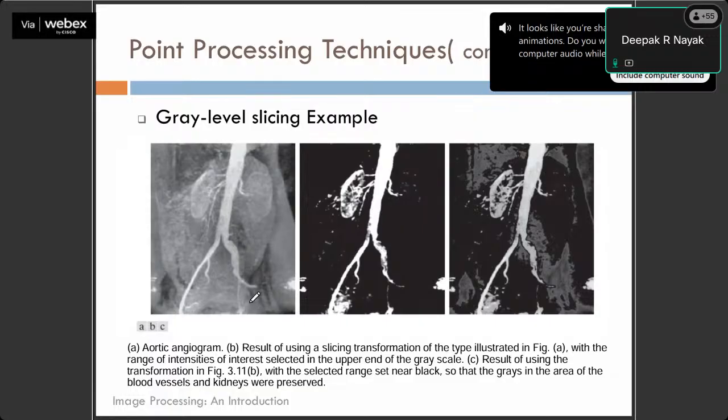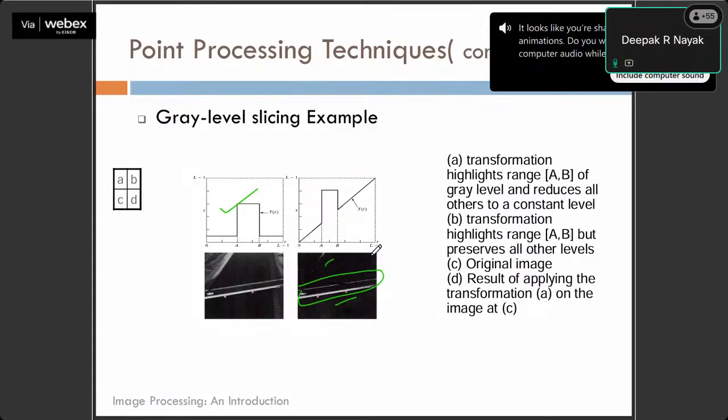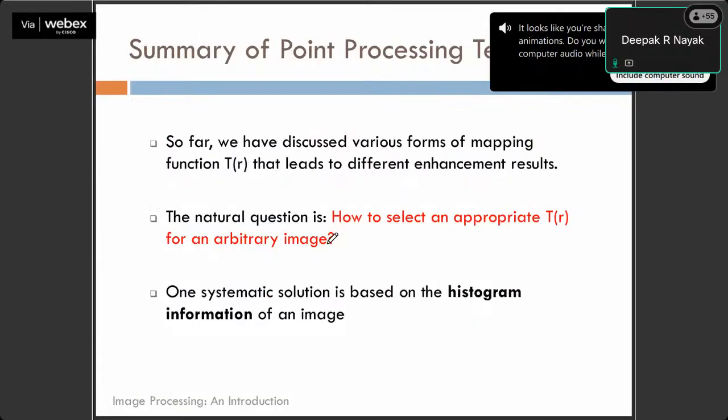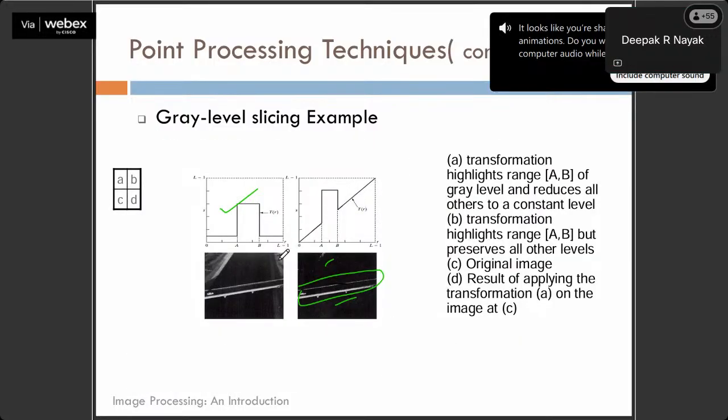This is the input angiography image, a medical image. This is the output using the first transformation while suppressing the rest of the pixels to 0. And this is the second one while keeping the other pixels as they are. You can see over here. Fine.